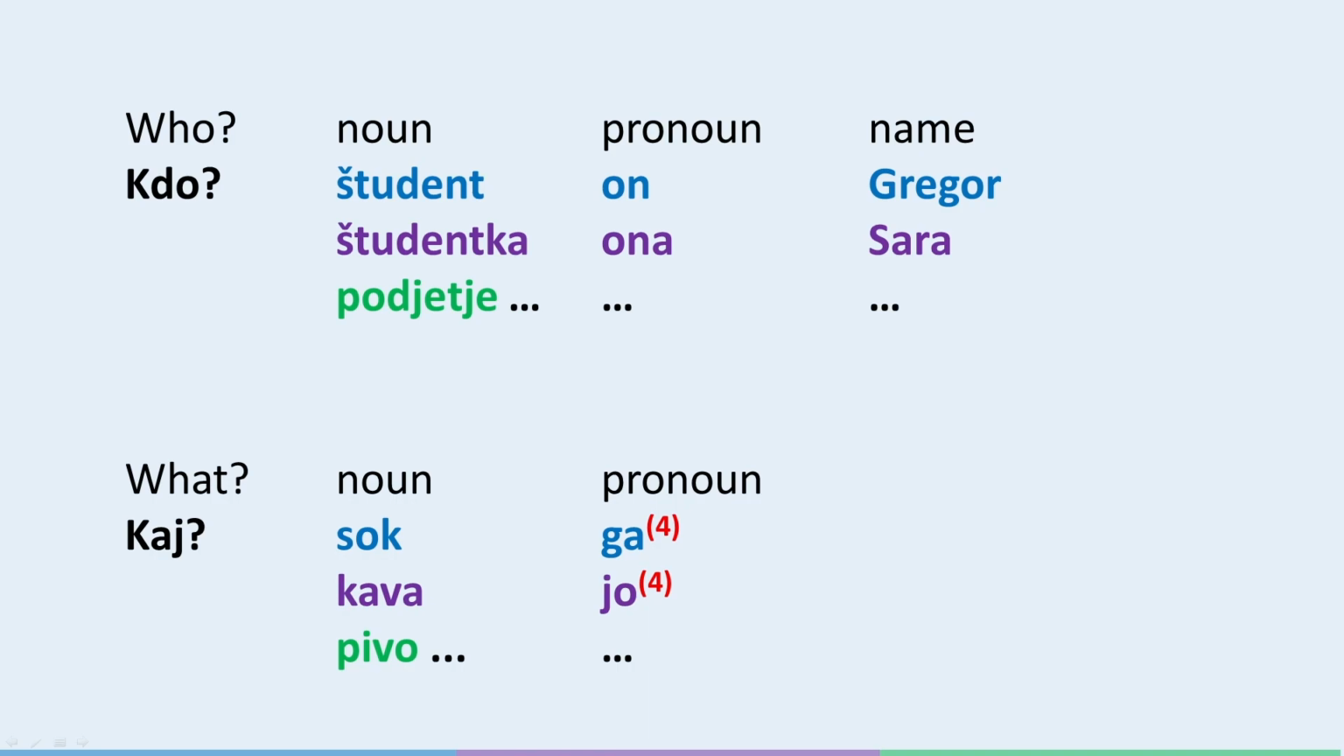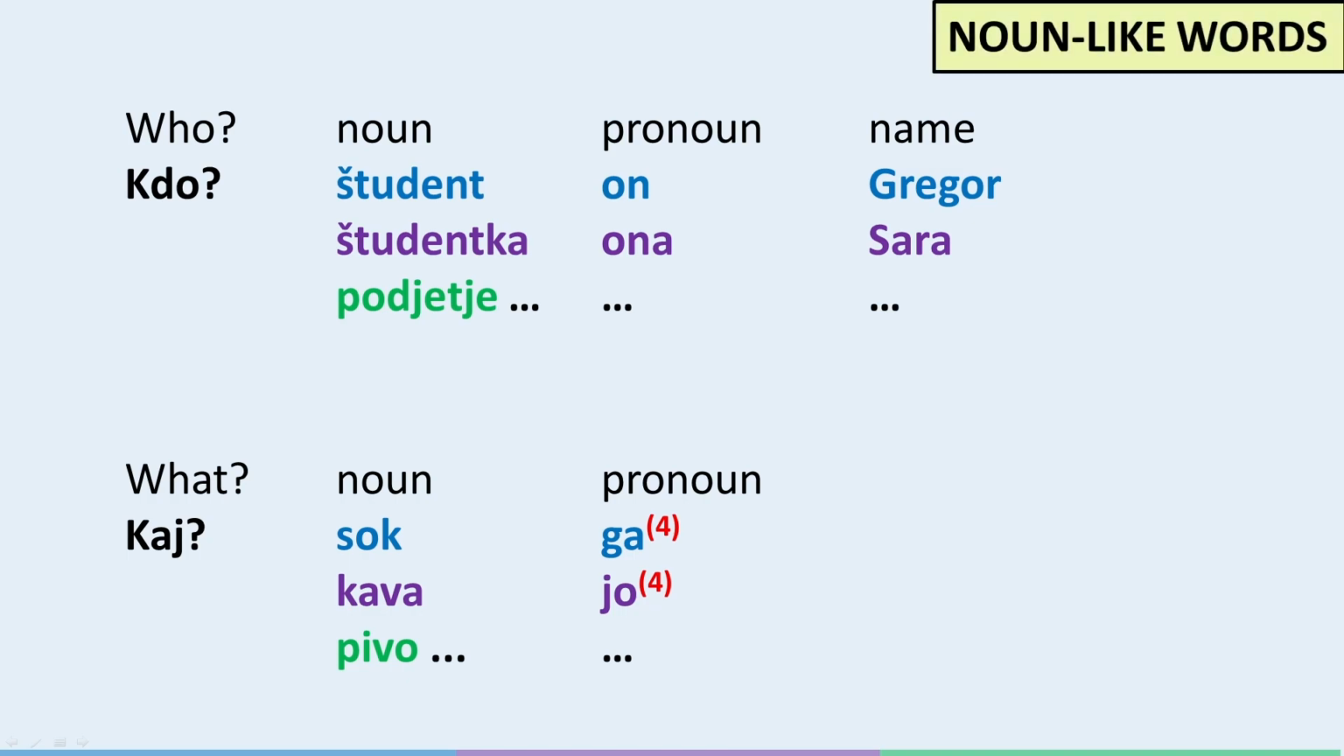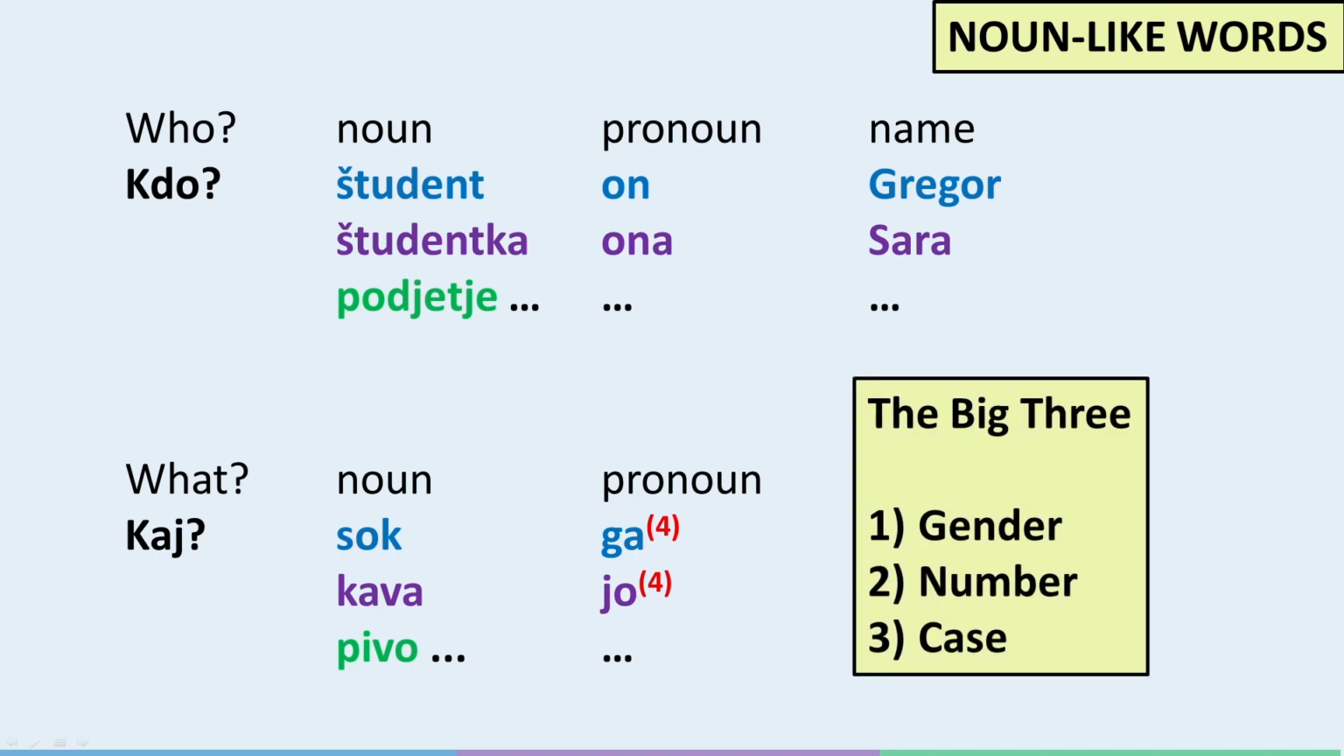Okay, so what's the point we're trying to make here? Well, the point is that regardless of whether we're talking about adjectives, nouns, pronouns, or names, we're talking about a group of words that share three fundamental and important characteristics. We can call these words noun-like words, and we'll refer to the three characteristics as the big three. They are gender, number, and case.